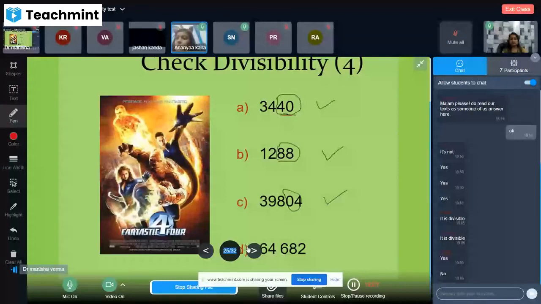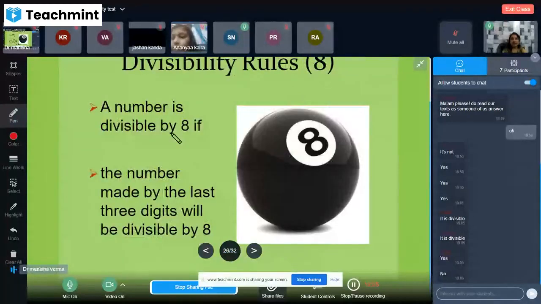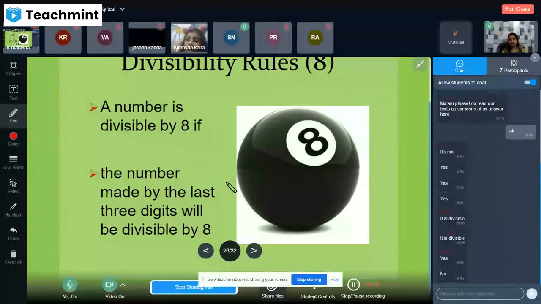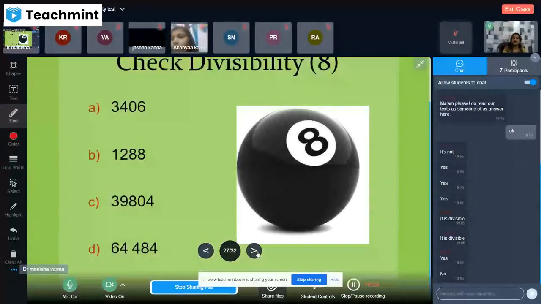Okay. Now we will check for 8. Now what happens in 8? 4 में हमने क्या किया? 2 digits check किए. 8 में हम 3 digits check करेंगे. Okay? How many digits? Last 3 digits. ठीक है. हम जब लास्ट के 3 डिजिट्स चेक करेंगे तो वो 8 से डिवाइड होने चाहिए. लेट्स से दिस वन. इसके लास्ट 3 डिजिट है 406.